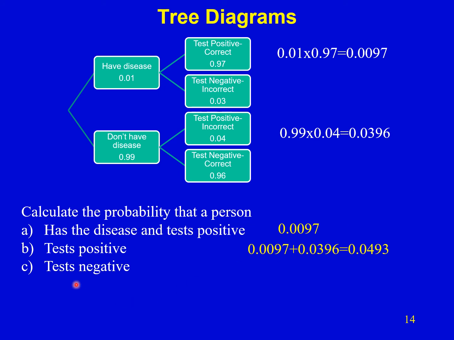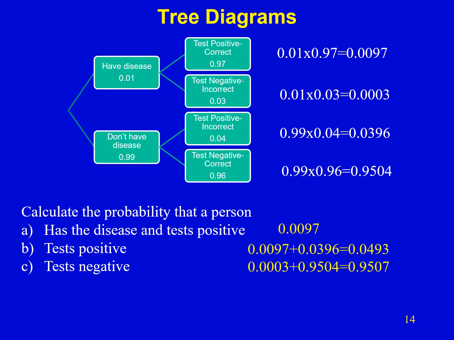Finally, the question says, what is the probability that a person tests negative? So if they test negative, they're going to either have the disease and test negative, or not have the disease and test negative. Adding those together, we get 0.9507.